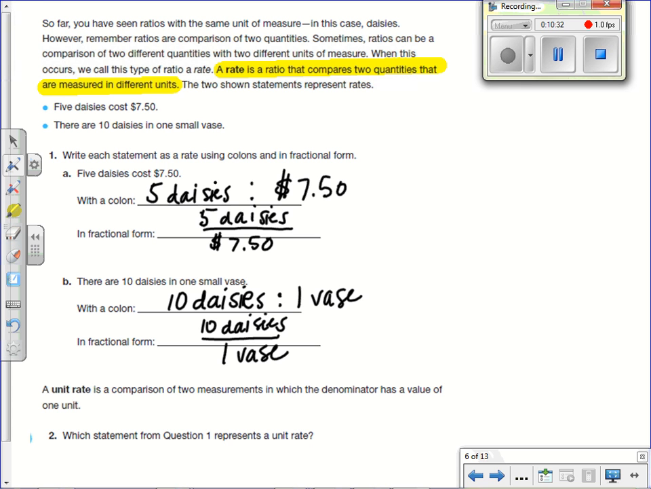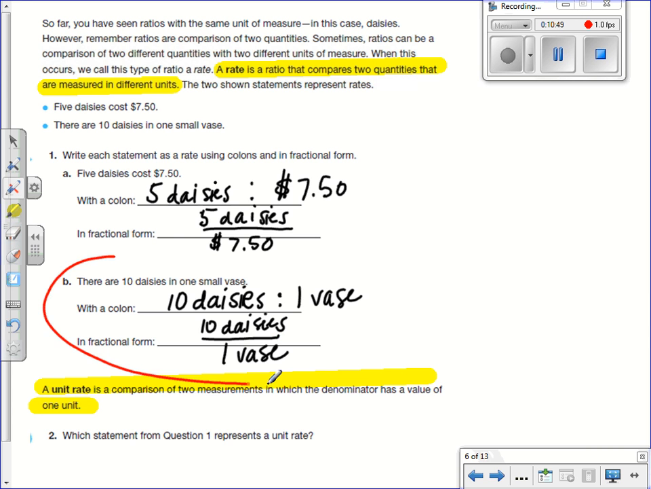The next set is a unit rate. A unit rate is a comparison of two measurements in which the denominator has a value of 1 unit. Which statement up here is a unit rate then? Well, I'm hoping that you chose this one. The reason that this is a unit rate is because it has 1 as one of its quantities.